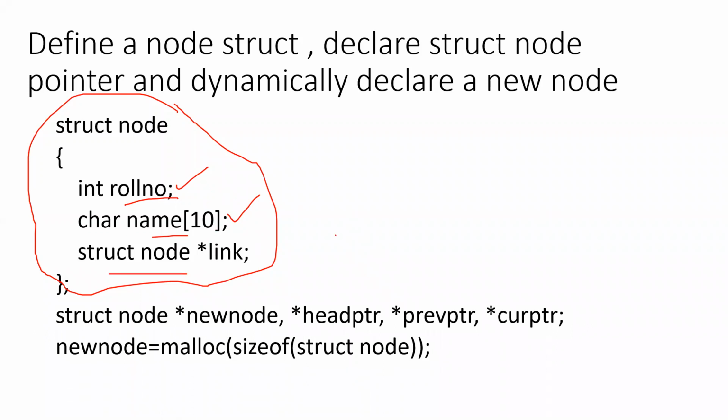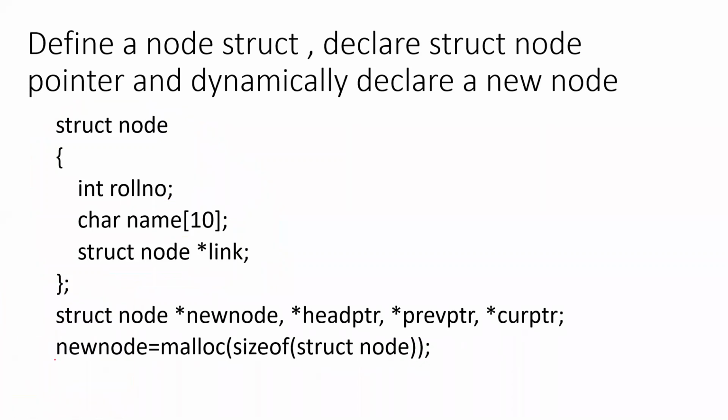That means the address of the next node. Are you getting it? So after defining the structure of each node, we will be declaring pointers. This is our data type for declaring the pointer variables. In this link, we are storing the address of another struct node.